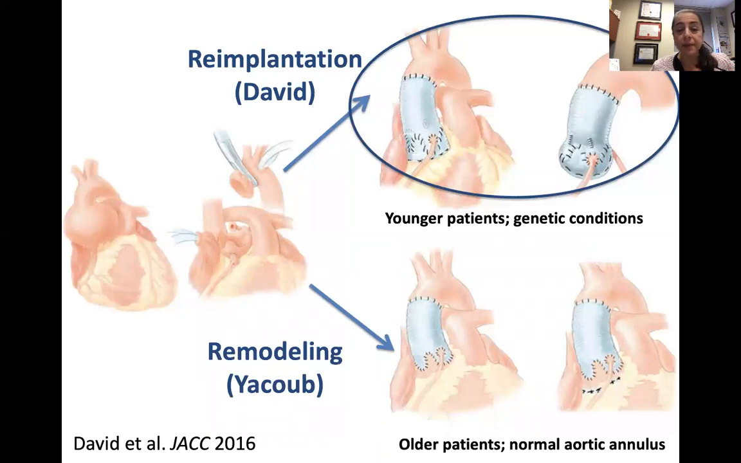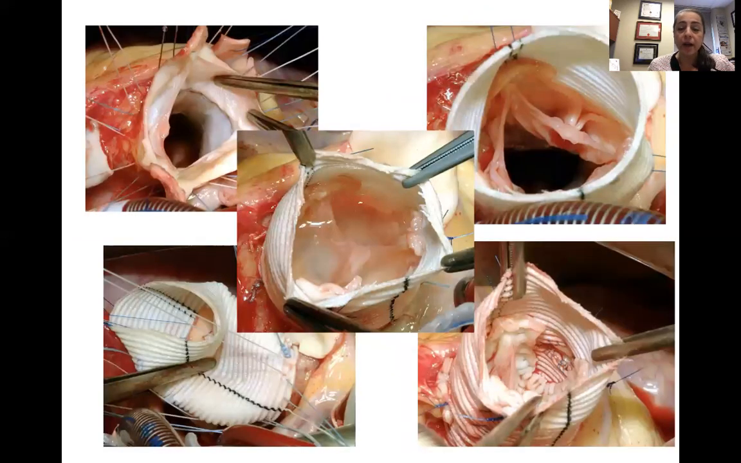There are two types of valve-sparing root procedures: the reimplantation technique that was pioneered by my mentor, Dr. Tyrone David, and the remodeling technique that was pioneered by Dr. Yacoub. For patients with genetic conditions, we suggest that the reimplantation technique is better suited for these patients. And this is what reimplantation of the aortic valve looks like.